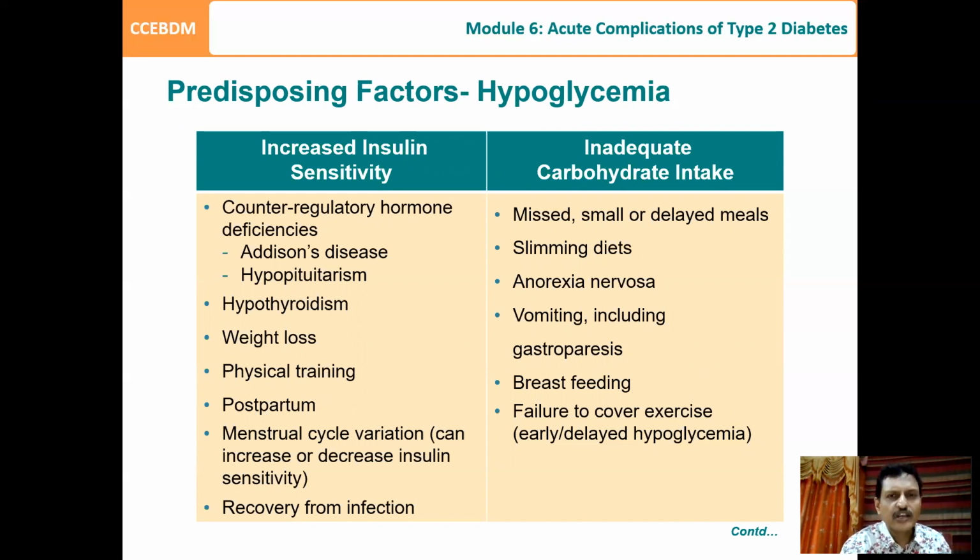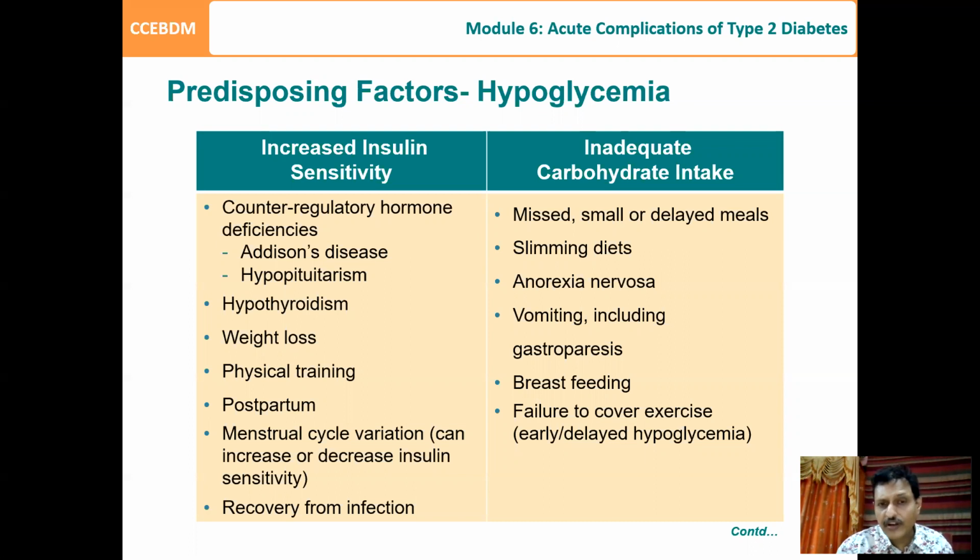Very importantly, we have to remember two important endocrinopathies, Addison's disease and hypopituitarism. Hypothyroidism is not very important, but Addison's disease and hypopituitarism are very, very important factors. And I can tell you that some type 1 diabetic subjects can have Addison's disease as well, because both are autoimmune diseases. So we have to keep that in mind. Weight loss, physical training, postpartum period, and menstrual cycle variation.